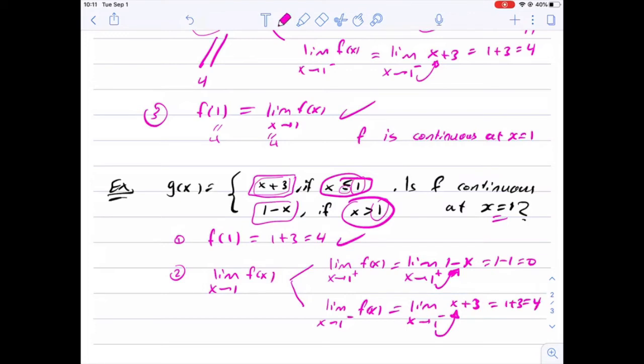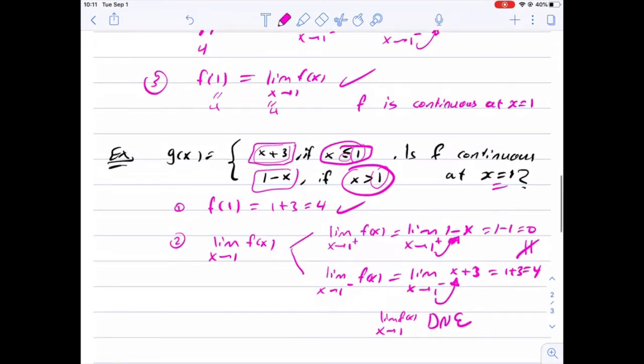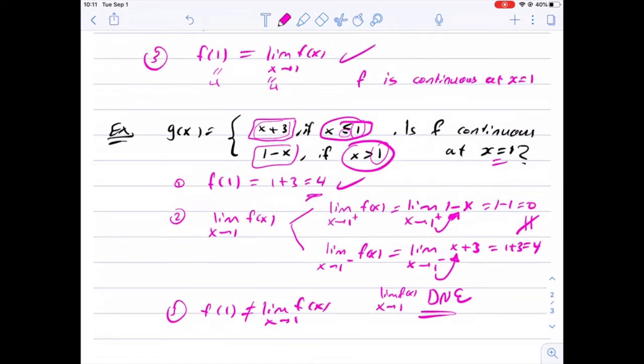As you can see, the limit from the right is not equal to the limit from the left. That means the limit of the function f of x, as x goes to 1, does not exist. And so it's not equal to the image. So we can say that f of 1 is not equal to the limit of the function as x goes to 1. And that means f is discontinuous at x equals 1.